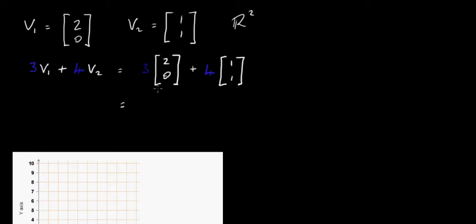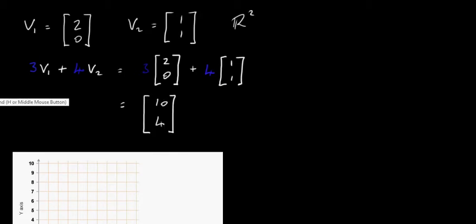So 3 2's will give me 6. Our new vector will be 6 plus 4 1's, 4. So it'll be 6 plus 4, which is 10. And then 3 times 0 is 0, and 4 times 1 is 4, so 0 plus 4 is 4. So our linear combination will be (10, 4).